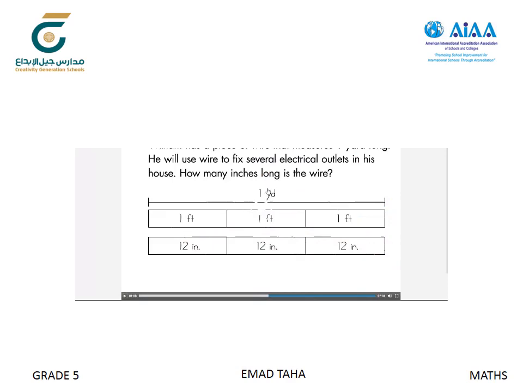Now, 1 yard. How many feet in 1 yard? There are 3 feet. And how many inches in 1 yard? 1 yard equals 12 inches plus 12 plus 12. It means what?